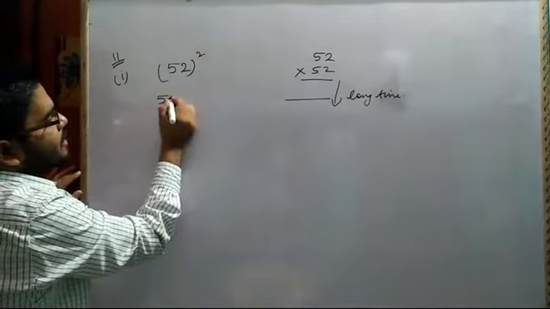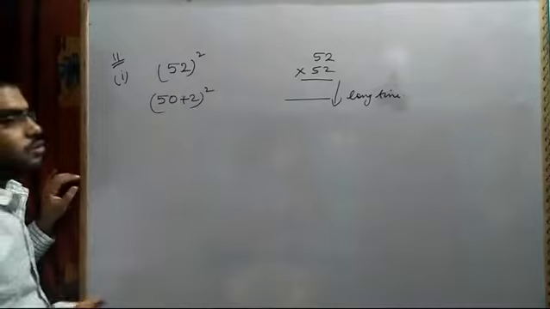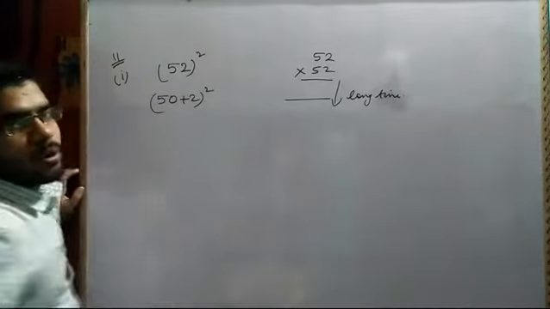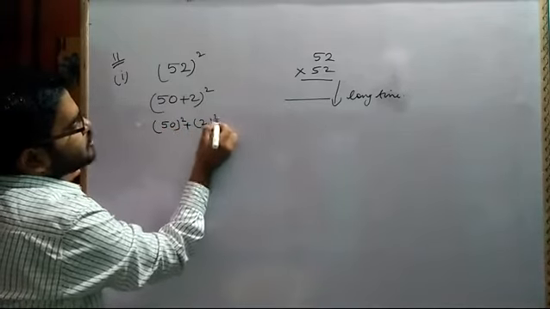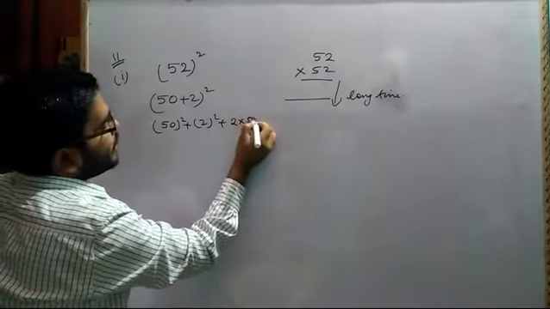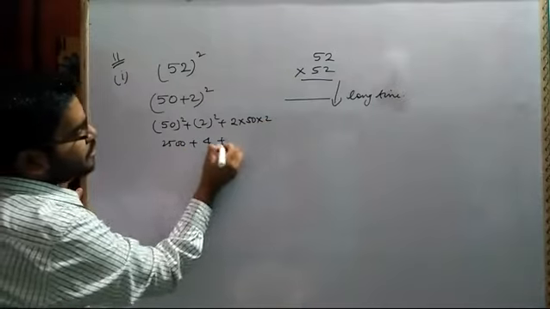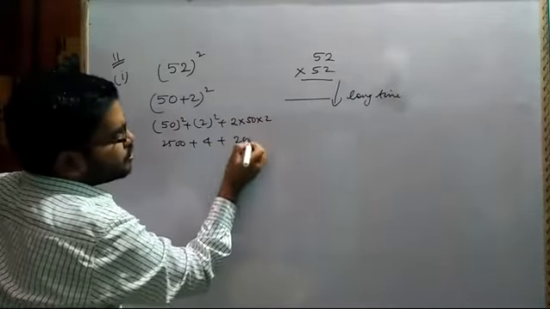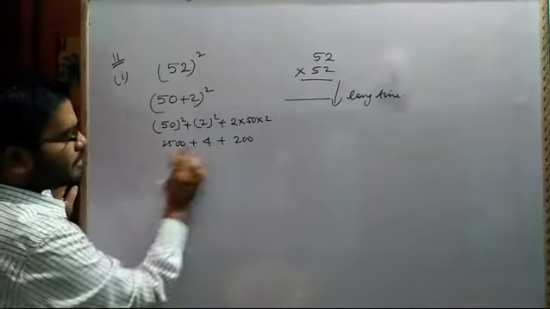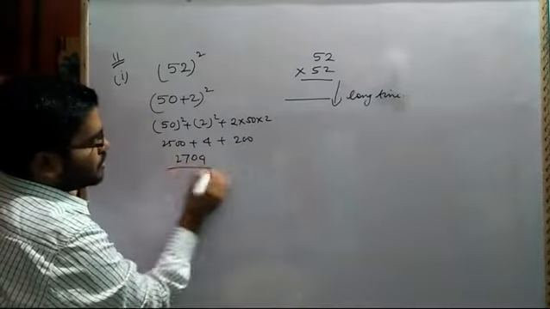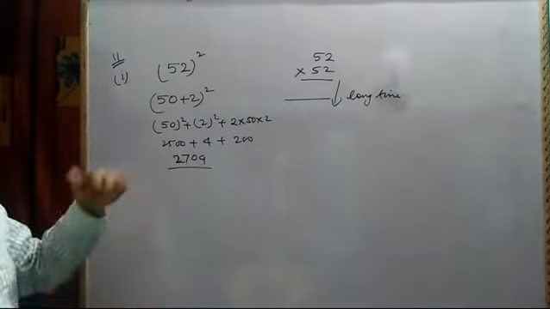So what I can do is write 52 as 50 plus 2 whole square. Now this is in the form of a plus b whole square, which means a square plus b square plus 2 into a into b. So 50 square is 2500, 2 square is 4, and 2 into 50 into 2 is 200. So it will be 2500 plus 200 plus 4, which is 2704. In this way it will be easy for you to calculate the squares of big numbers.